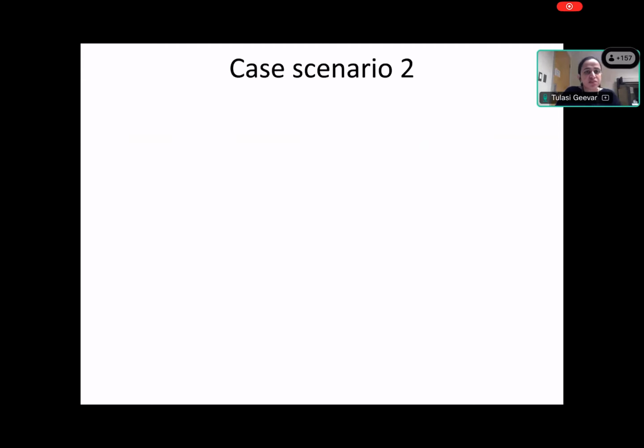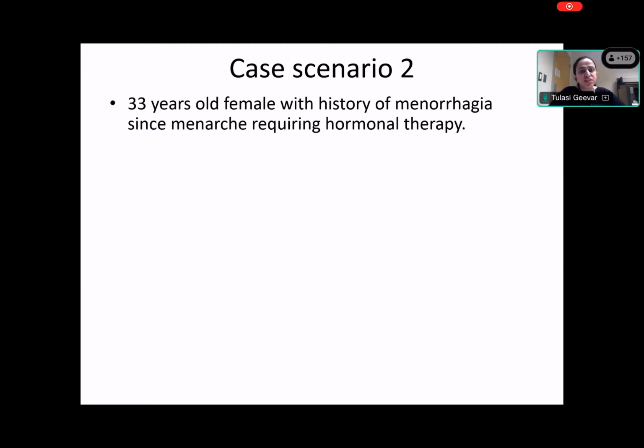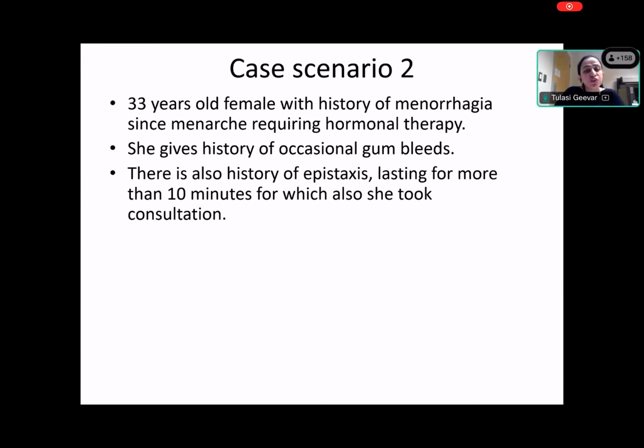So I have 2 cases. This is the first case, a 33-year-old female with history of menorrhagia since menarche requiring hormonal replacement. She gives history of occasional gum bleeding. There's also history of epistaxis lasting for more than 10 minutes, for which she took consultation.